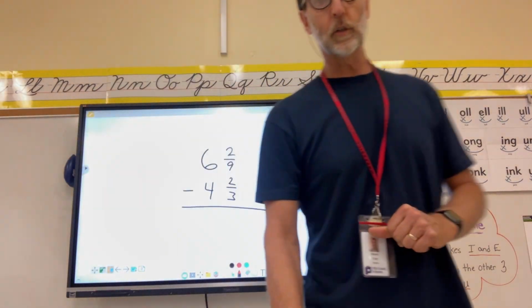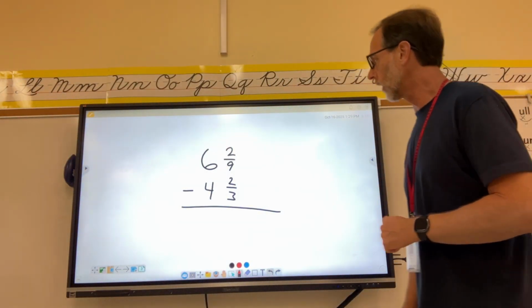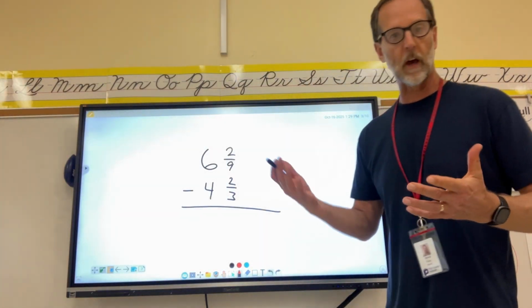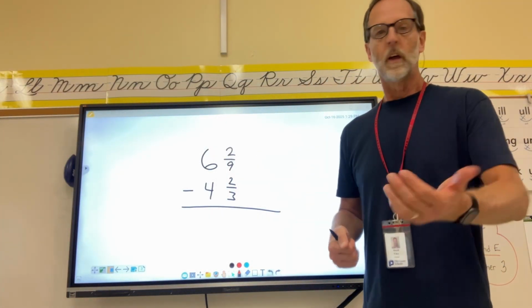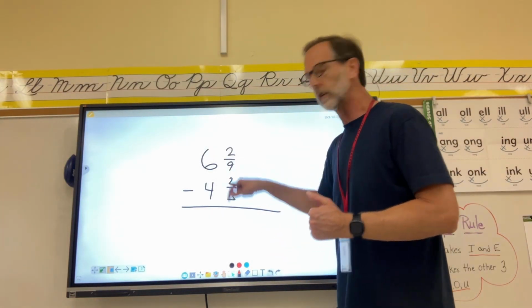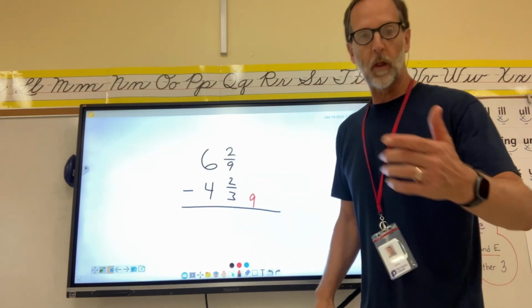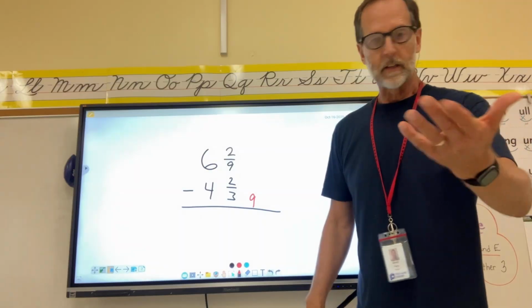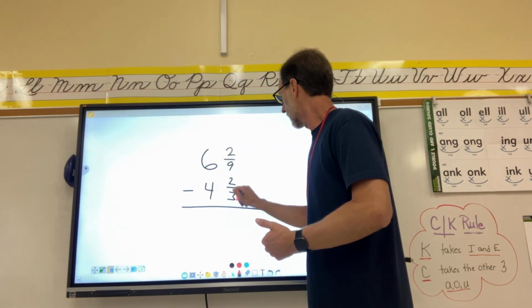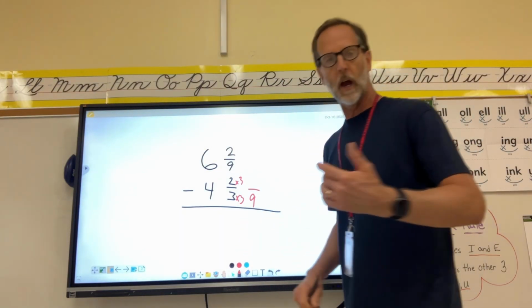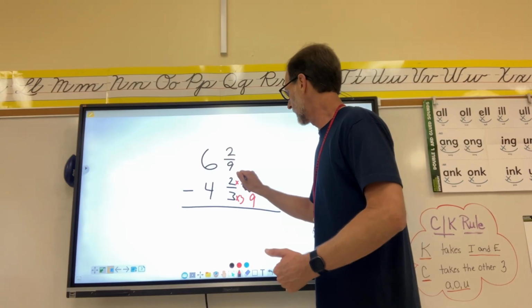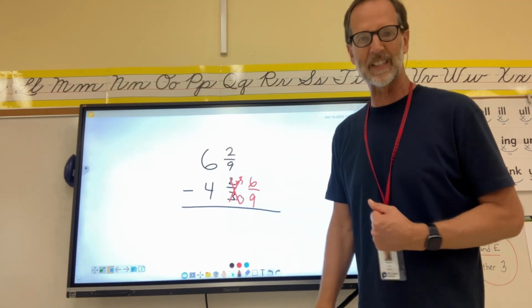I have 6 2/9, and I want to subtract 4 2/3. Again, I've got to look, are my denominators the same? They're not. Can I make thirds into ninths? I can. What would I multiply 3 by to get to 9? Times 3. 2 times 3 is 6, so this would become 4 6/9.